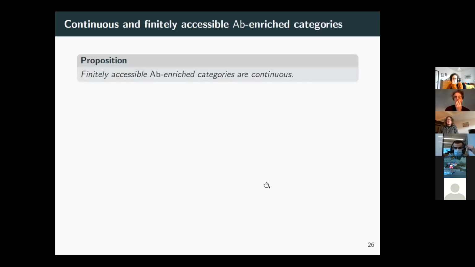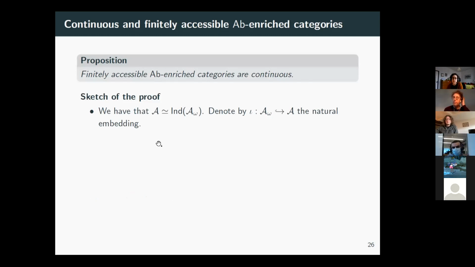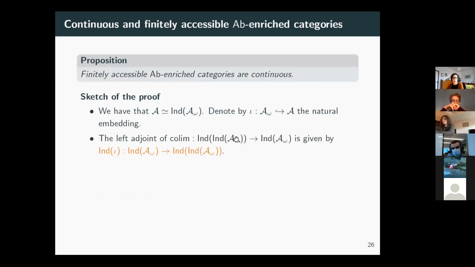Very well. First example of continuous categories: finitely accessible categories are continuous. How do you prove this? Well, a finitely accessible category is always the Ind completion of its finitely presentable objects, and we can consider the natural embedding of them into A. Now, what is the left adjoint that we're looking for? Well, we have the colim functor. It goes from Ind of A_omega to A, which is Ind of A_omega. And what we do is just take the Ind of iota. This gives us from Ind of A_omega to Ind of A. One can check this is a left adjoint of colim, and one concludes.